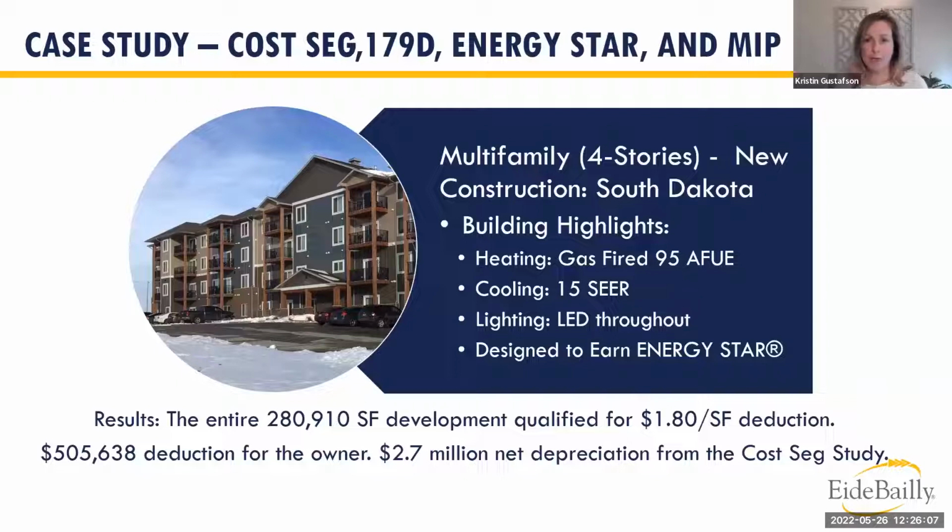LED lighting throughout. So these buildings were also designed to earn Energy Star. This means that the design met certain criteria set forth by Energy Star, which were intended to reduce energy consumption. The end result of this combination study: a deduction of $500,000 from the 179D study, a $2.7 million net depreciation from the cost segregation study, in addition to the Energy Star certification, which enabled the building owner to obtain that MIP reduction, which will save hundreds of thousands of dollars over the life of the loan.